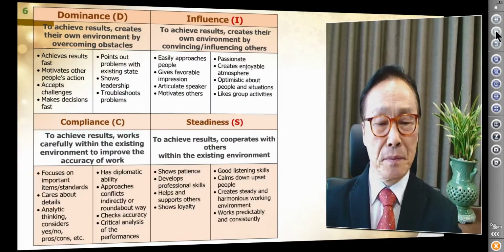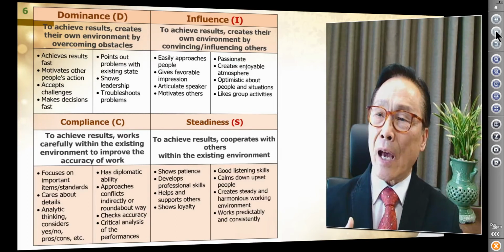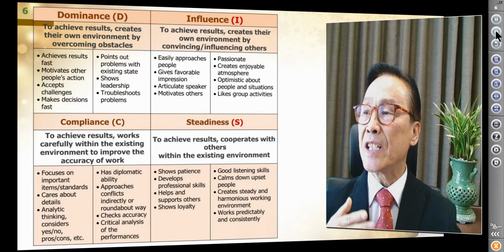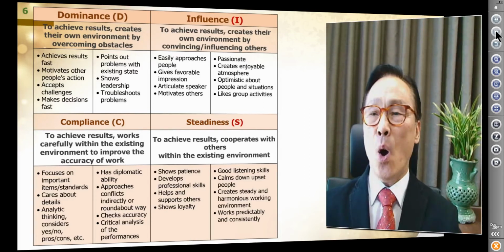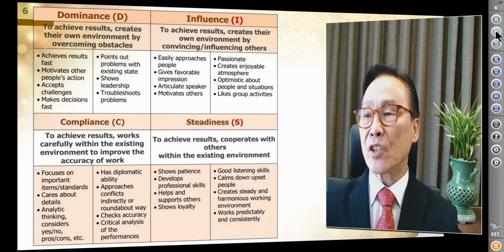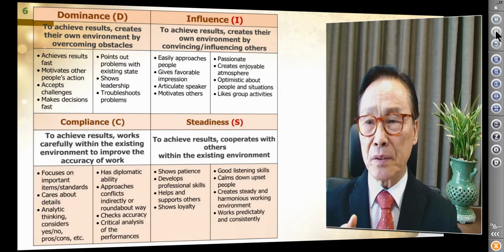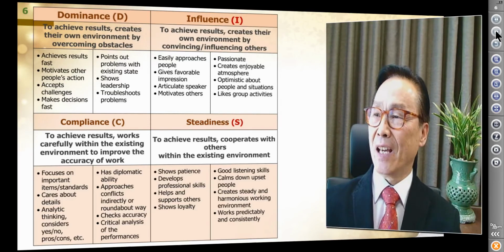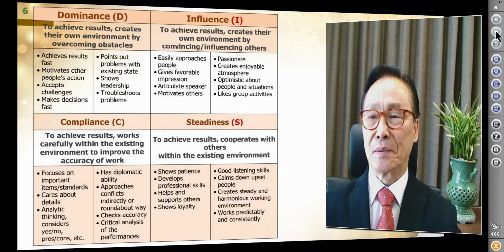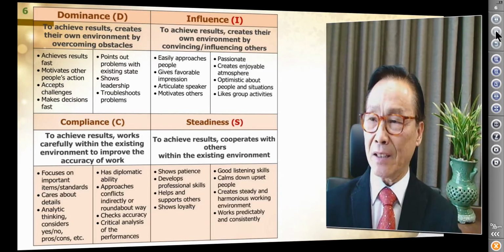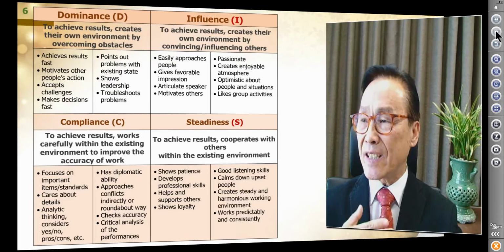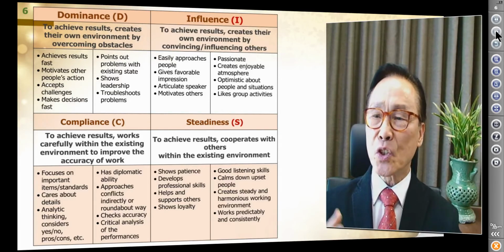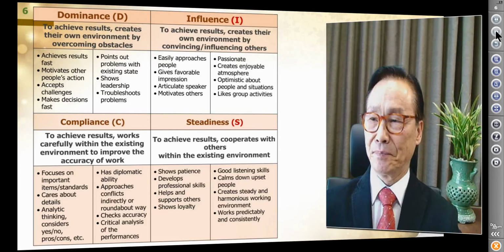For example, the D-type, which is a leading type, is a person who takes initiative in everything, overcomes obstacles, and creates an environment of their own. In order to achieve results, D-type people like quick results and challenges, and lead other people's actions. They are also manager-style owners who make quick decisions to solve problems and show good leadership skills.